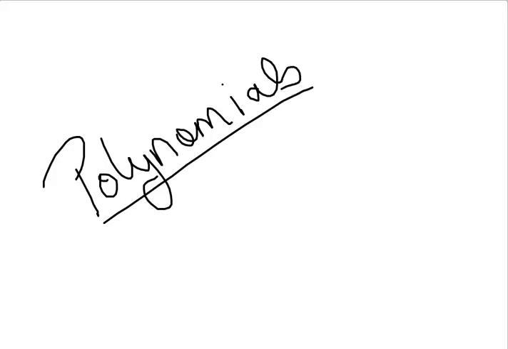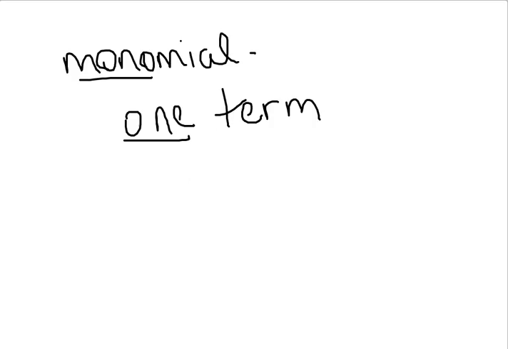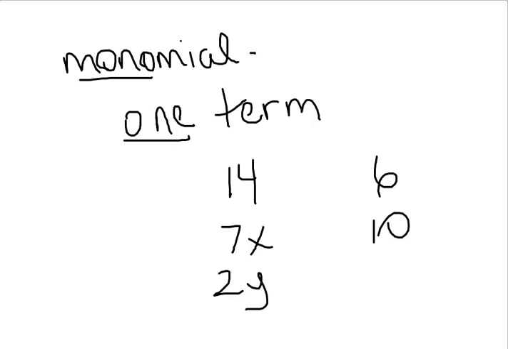All right, now that we're all experts in exponents, let's talk about polynomials. But before we can talk about polynomials, let's talk about a monomial. So a monomial, think about mono, solo, one. So a monomial is one term. For instance, it could be 14, it could be 7x, it could be 2y, it could be 6, could be 10, could be 1354a. Those are all single terms, so they're all monomials.